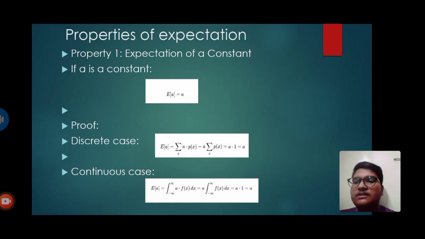In the continuous case, the expectation of a is equal to the integral from minus infinity to infinity of a times f_X(x) dx, which is a times the integral of f_X(x) dx. This integral is 1, as it is the total area under the density. So a times 1 is equal to a.